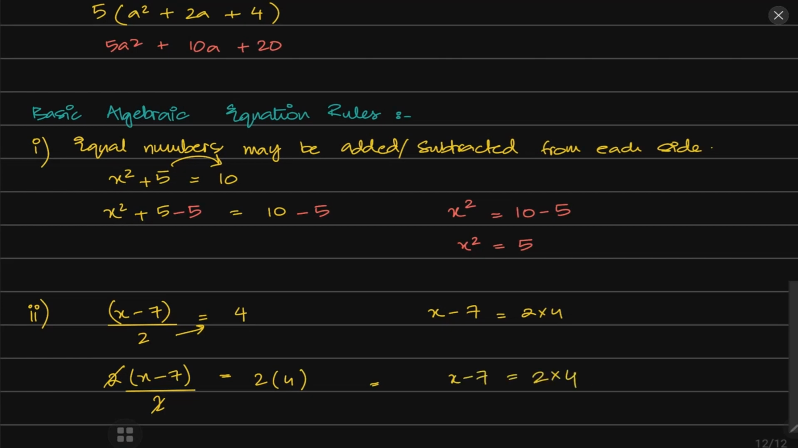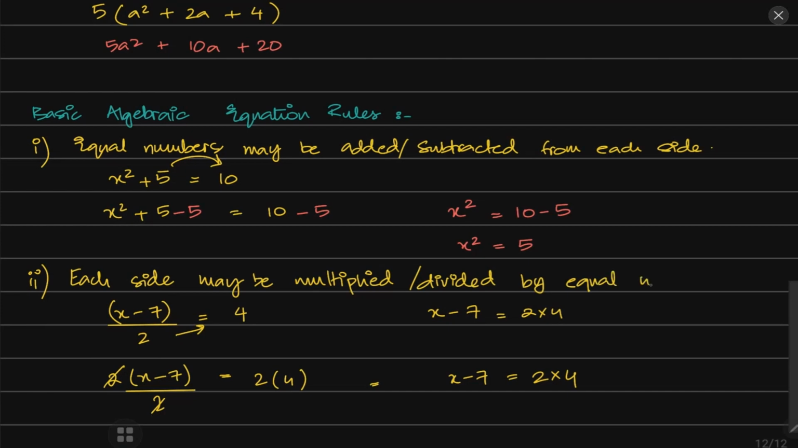So another point that you can write is that each side may be multiplied or divided by equal numbers, except 0, obviously. Okay, now that's basically it. That's about the basics of algebra.